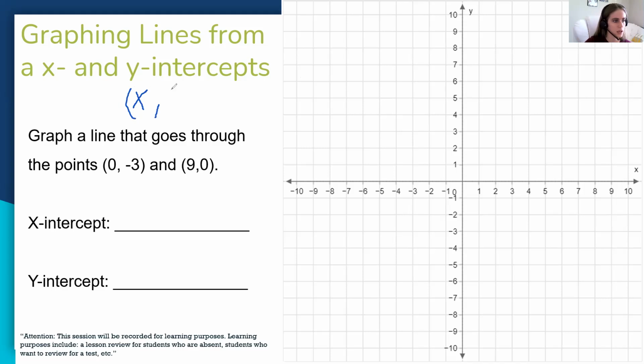So x is blue and the y-intercept is red. All right, if we look at that first ordered pair, (0, -3), what do you think? Is that going to be an x-intercept or a y-intercept? That's going to be a y-intercept because our x value is 0. We go nowhere along the x, and we just move -3 along the y.